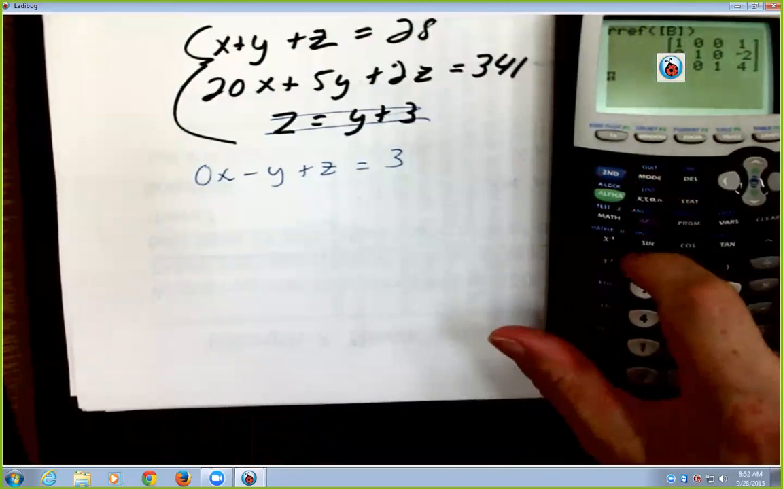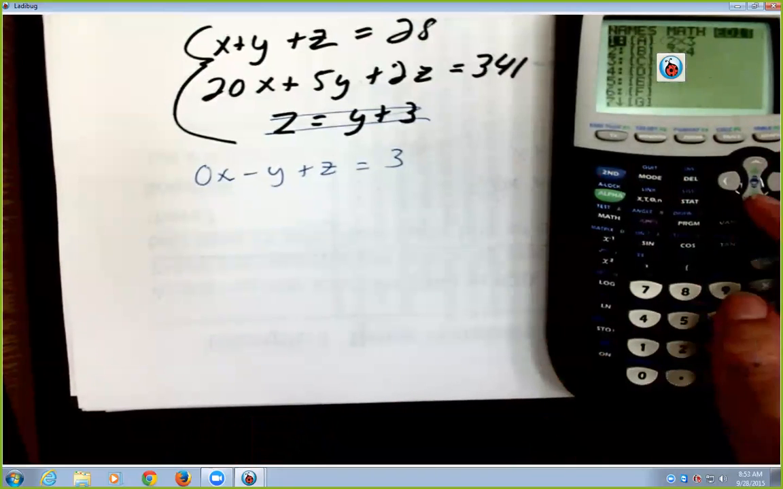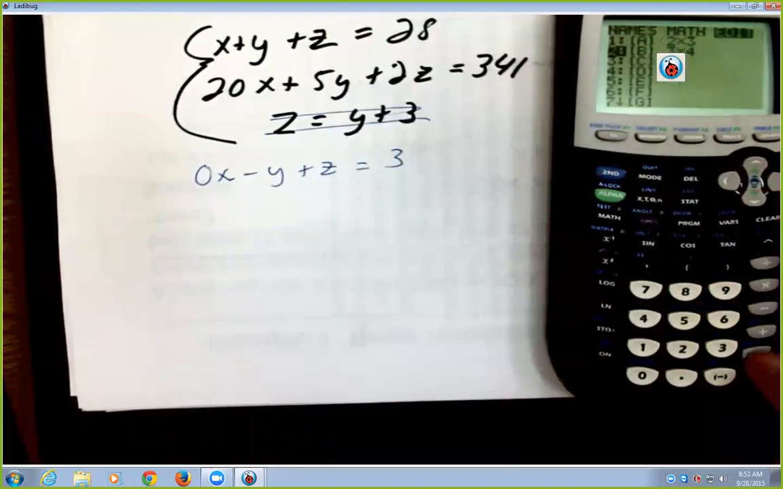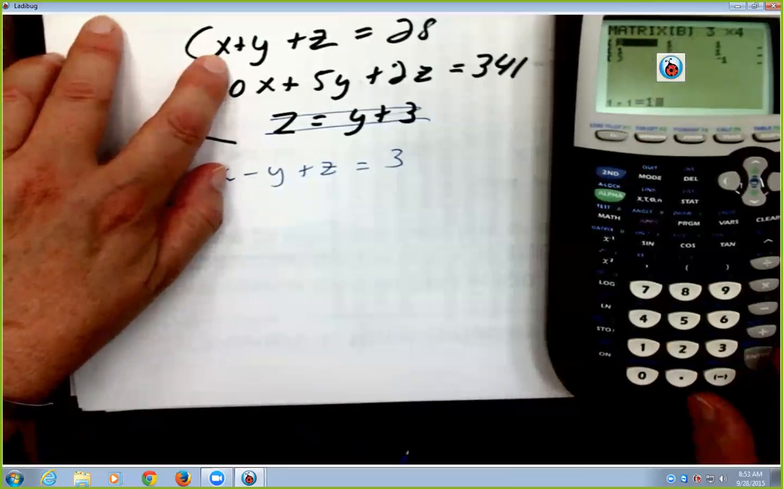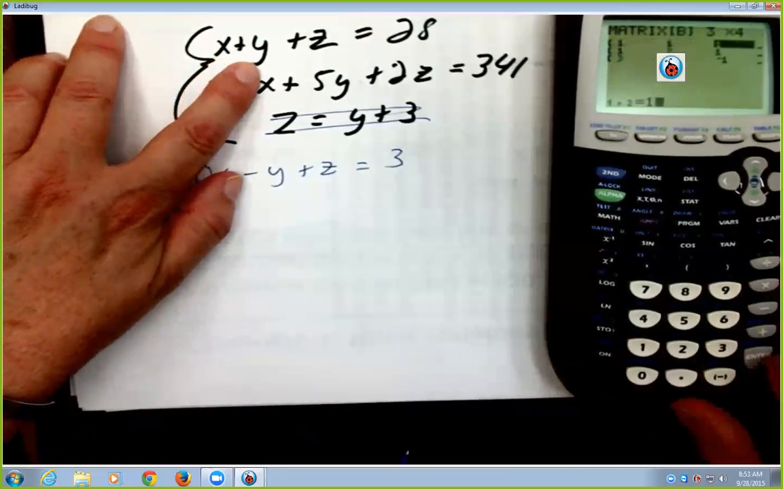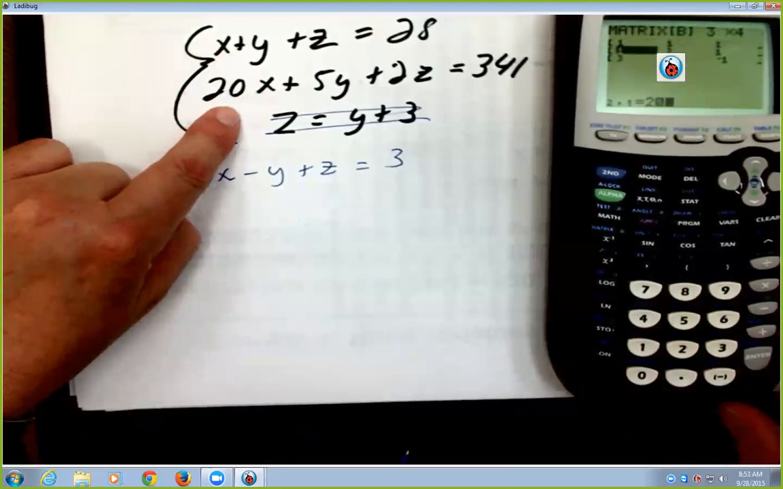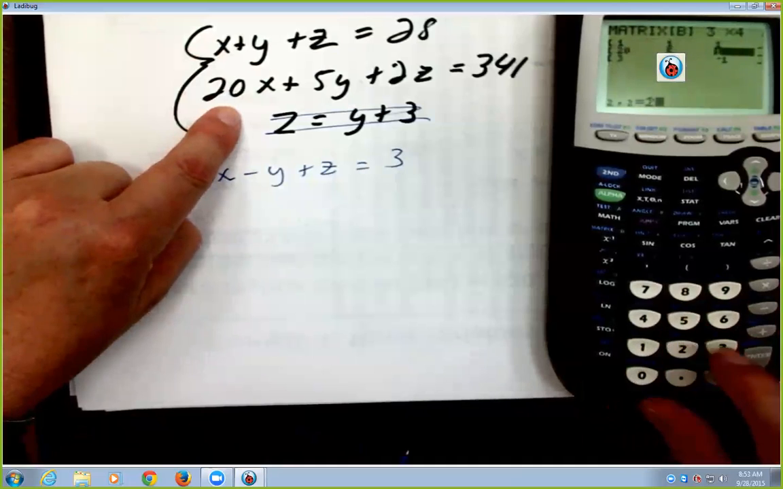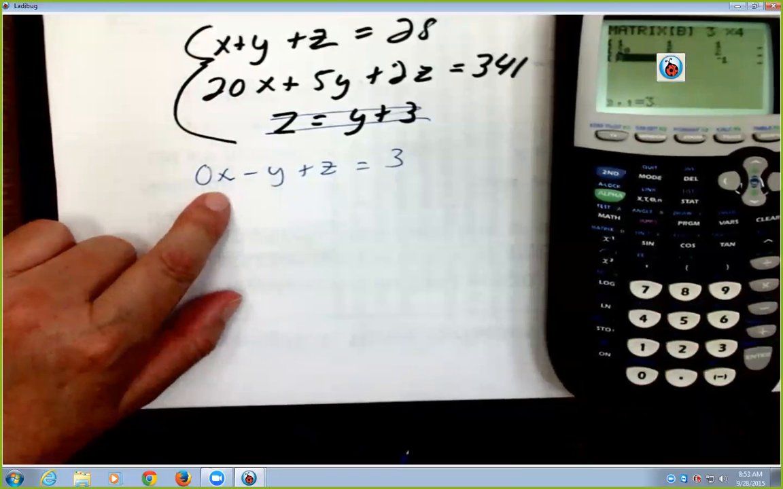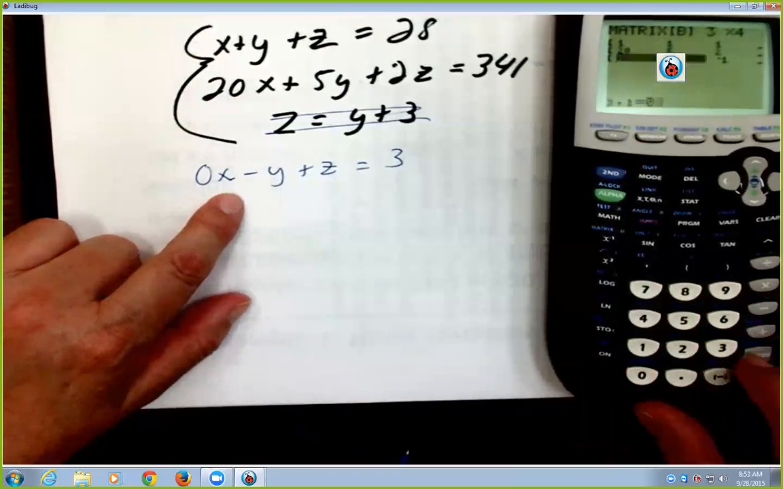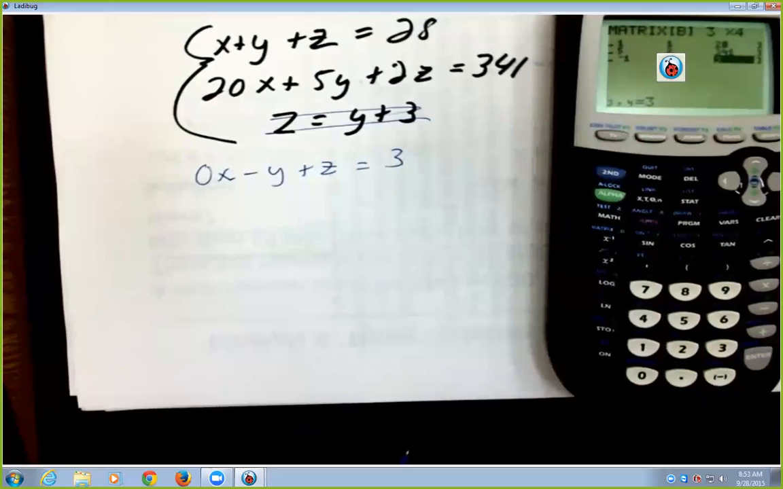So again, go to your matrix, go over to edit, pick B, because I've got a 3 by 4, hit enter, and then put my numbers in. So 1, enter, 1, enter, 1, enter, 28, enter, 20, enter, 5, enter, 2, enter, 3, 4, 1, enter. And the last one is 0, enter, -1, enter, 1, enter, 3, enter. And then double check it. Make sure you put everything in the way it's supposed to be.